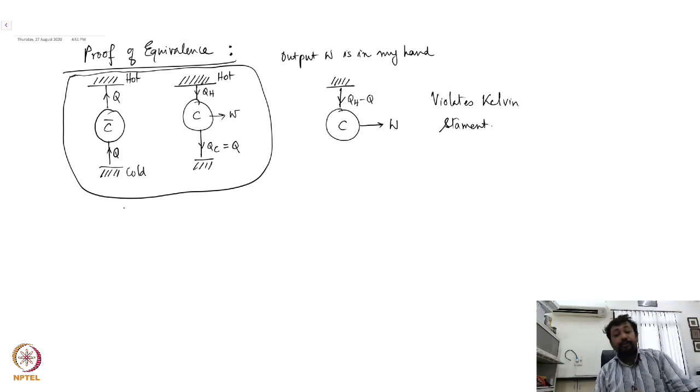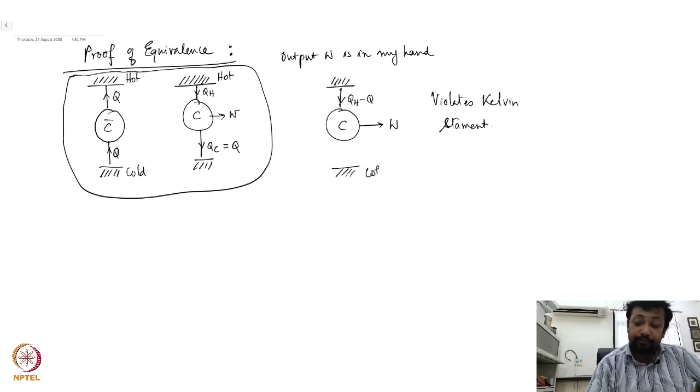So the first proof of equivalence essentially tells you that if I have a machine that violates Clausius statement, that is equivalent to violating Kelvin statement, right? What about the other way around?